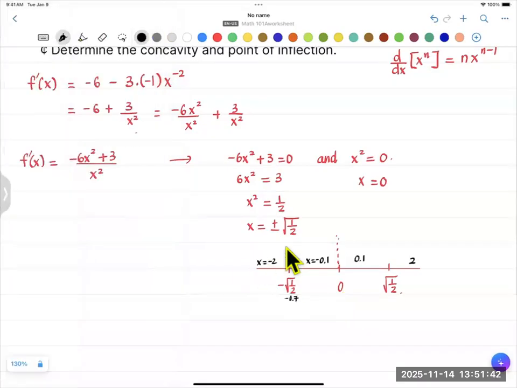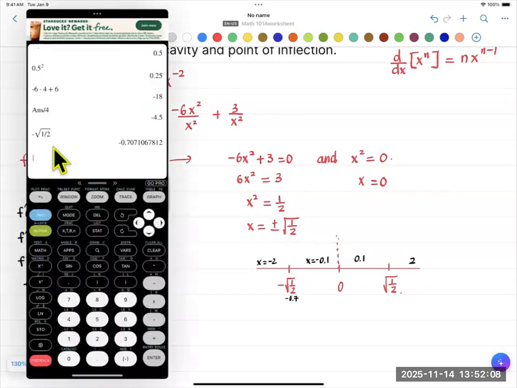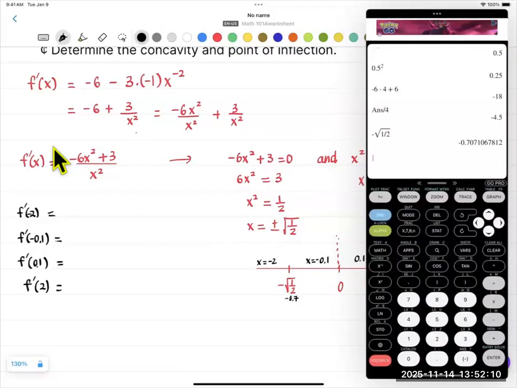After you pick the values that you're going to test for the sign of each interval, we're going to take these values and put them into our f prime. So we will have to find f prime of negative 2, f prime of negative 0.1, f prime of 0.1, and f prime of 2. This can be done in your calculator. So we will have negative 6 times, everywhere we see an x squared, we will replace it by negative 2.